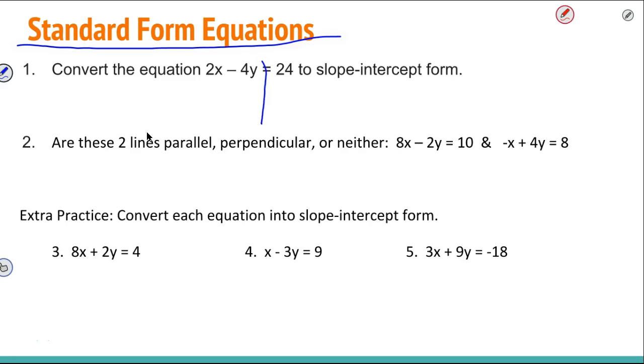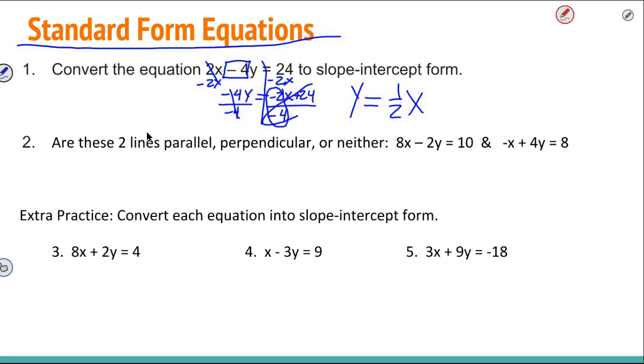So start by subtracting 2x from both sides. We have negative 4y. Don't forget that negative 4. A lot of times we lose our negative moving down to the second line, but negative 4 has to stay negative. Equals negative 2x plus 24. Divide both sides by negative 4, and we end up with y equals negative 2 over negative 4, which is a positive 1/2 x. 24 over negative 4 is minus 6.